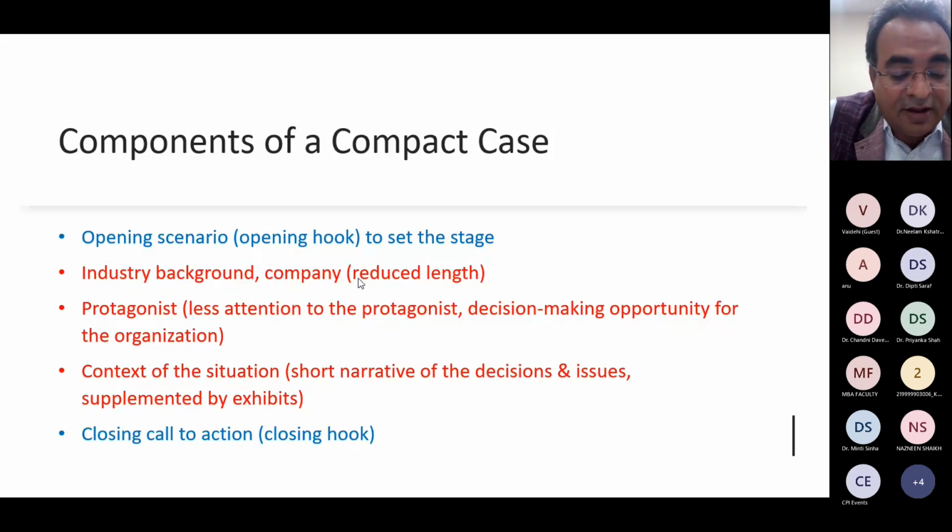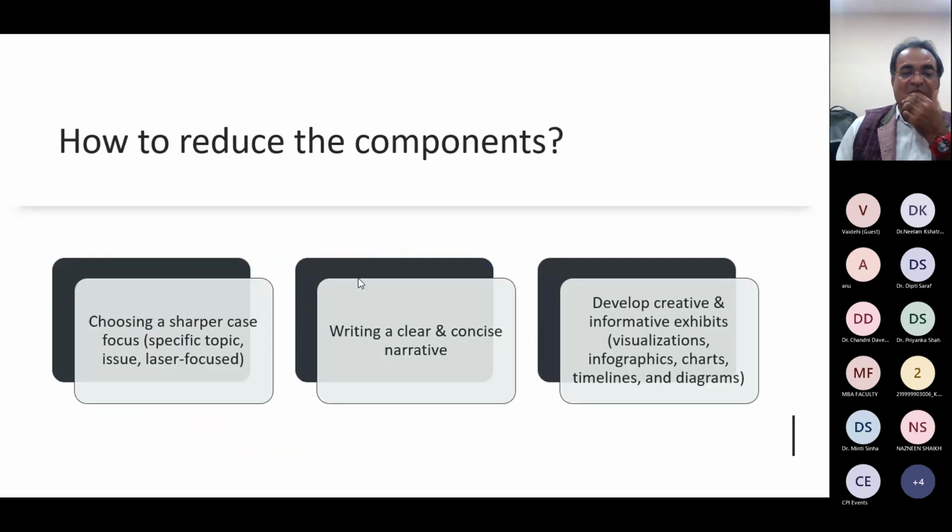And in the case of compact cases, if you are going for exhibits, they would not be counted as a part of your case. So if you're looking at a 1,000-word case, then your exhibits will be excluded from it, right? And finally, of course, you're looking at a closing call to action or the closing hook, which, compared to a normal traditional case, would be much shorter. Okay, right. Next slide, please.